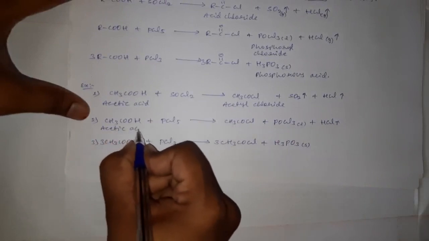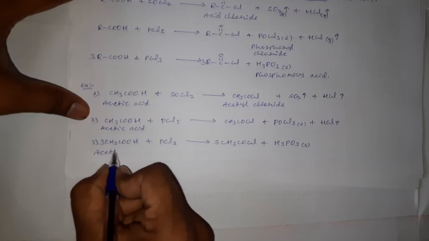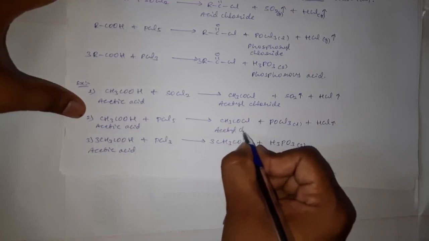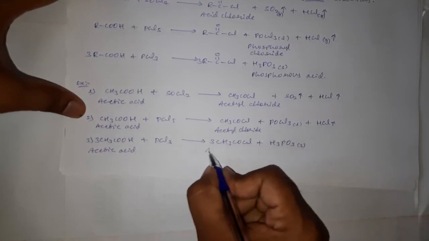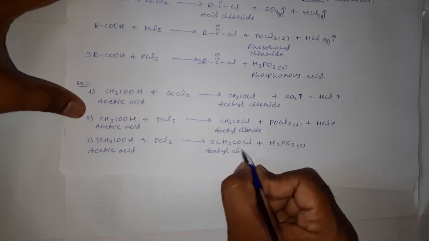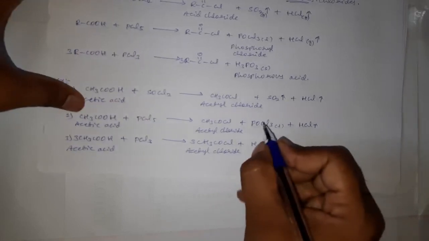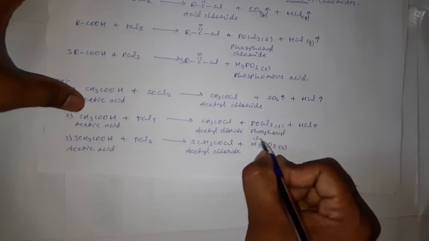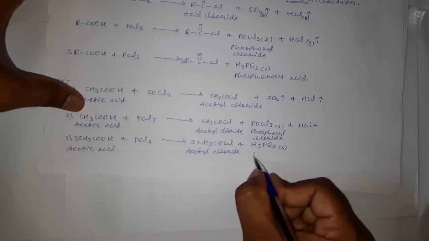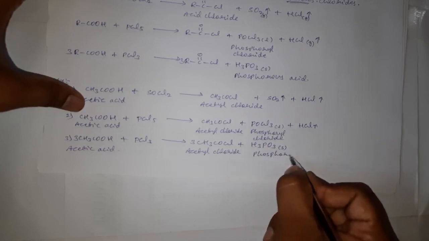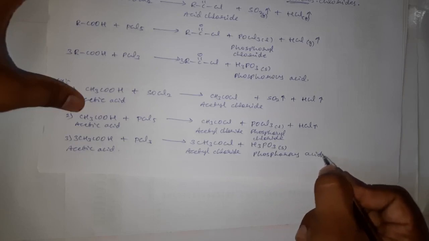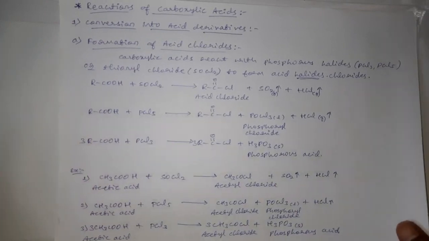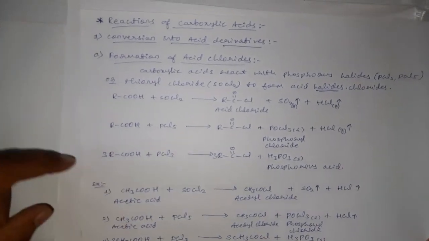While writing the reaction, you should mention the name. This is acetyl chloride. And this one is what? Phosphoryl chloride. And this one is phosphorus acid. Okay, this is the first conversion of carboxylic acid into its acid derivative, that is acid chloride.